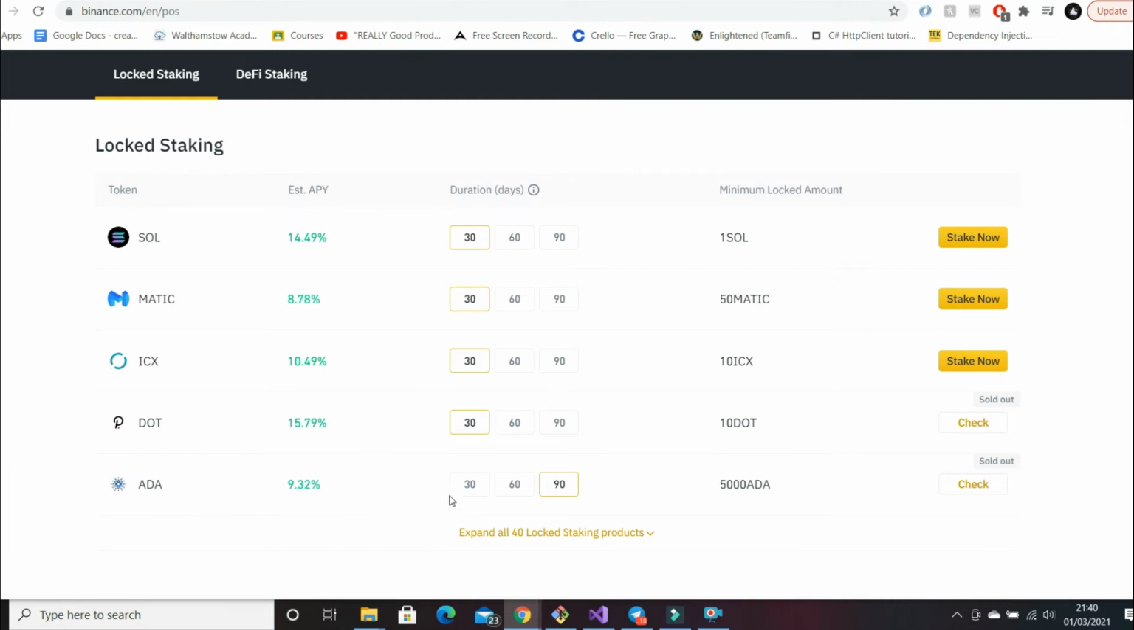And you can see here with Cardano, for 30 days, if you lock it up, you can just click stake now. You have to give a minimum of 5,000 ADA. You get 5% interest at the end of that 30 days. So 5% of 5,000 is, what's that, like 250 Cardano? You get an extra 250 on top. And then for 60 days, you get 7.79%, and for 90 days, you get an additional 9.32%, so nearly 10%. So you get like an extra 500 Cardano just for locking up for 90 days, 3 months. So again, that's just basically how staking works.